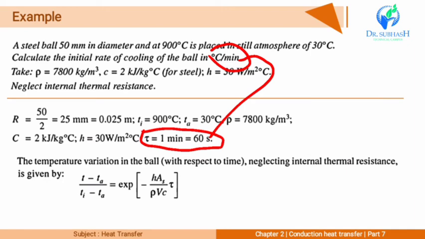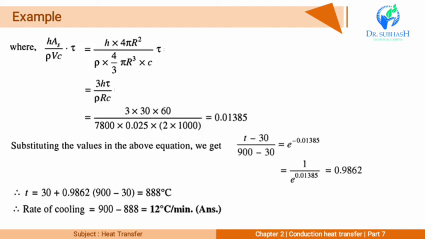We know that the temperature variation in the ball with respect to time, neglecting the internal thermal resistance, is given by (T minus Ta) divided by (Ti minus Ta) is equal to e raised to the power of minus hA divided by rho V c into tau. So here, first calculate hA divided by rho V c into tau.